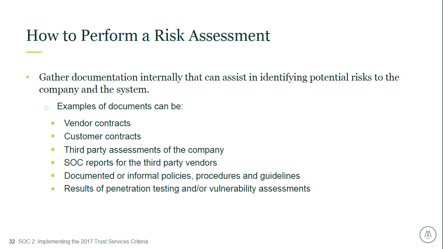The first step of the risk assessment is to gather documentation internally that can assist in identifying potential risks to the company and the system. Several types of information that are typically collected can include the following: network diagrams, inventory of utilized hardware and software, security-related systems that are already in use, such as antivirus, network monitoring, intrusion detection and prevention, and others, vendor contracts, customer-related contracts, third-party assessments of your company, SOC reports for the third-party vendors utilized by the company, documented company policies and procedures, and guidelines. The list can definitely go on, and so the list will be very tailored to each one of the companies that actually go through the risk assessment. The list that we've provided is definitely not a comprehensive inventory of all information that can be gathered. We just wanted to give you an idea of what the typical documentation may include.